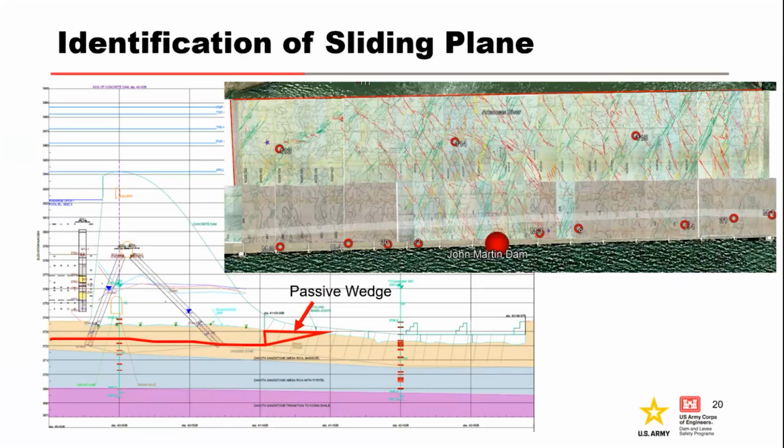Here's another example. This is John Martin Dam. So here the bedding is actually horizontal, and it does not daylight at the toe of the dam. So for the dam to fail here, there needs to be either a break in the rock downstream, or the rock at the toe of the dam would have to be eroded out. And we actually evaluated this failure mode a few weeks ago in Denver, and we considered the possibility of scour at the toe of the dam.